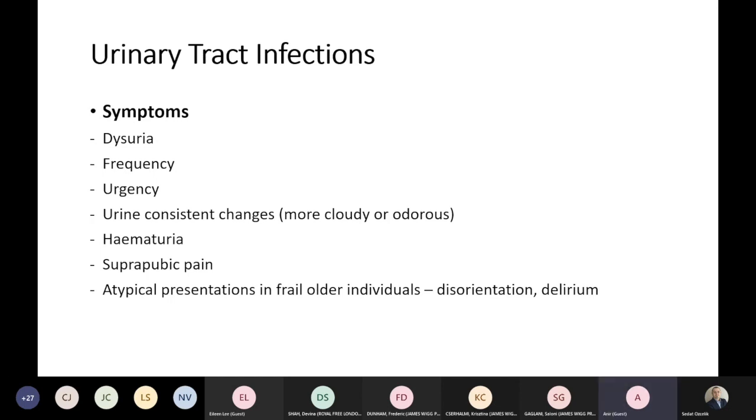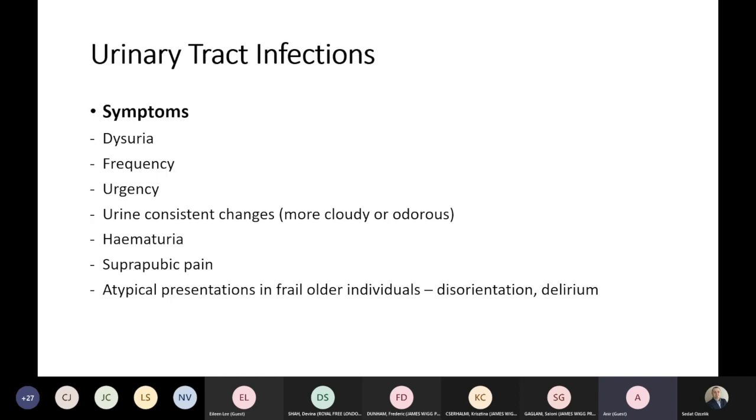So common features are dysuria, burning or stinging when they pass urine, or a feeling like they're passing razor blades. Frequency, where they're feeling they're having to rush to and fro to the toilet. Sometimes they may just describe some changes in the consistency of the urine, so it's either cloudy or more foul smelling. They may have some blood in the urine, and they may have some discomfort suprapubically.